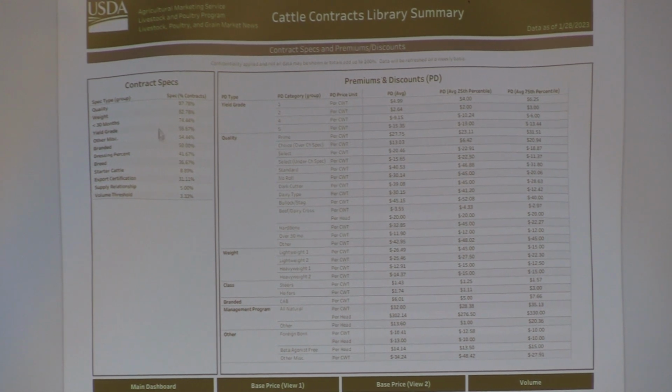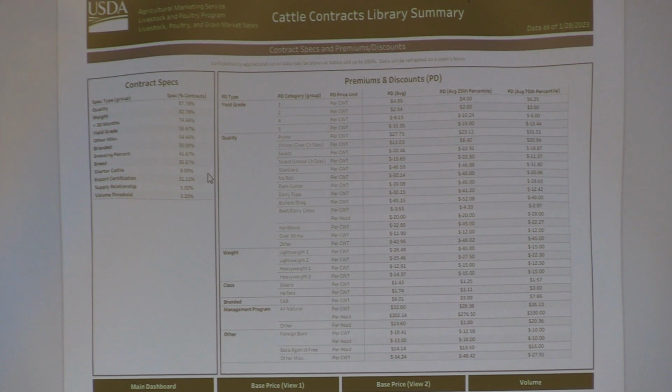As we talk about these contract specs, it's quite common to have a quality adjustment in a contract, in a grid. What is quality? Prime, choice. You are used to either shopping at your grocery store or going to your favorite steakhouse and seeing those USDA quality grades. So that's found very commonly in a contract. Quality, yield grades, weights, things of that nature, age, again, very, very common. We get down to a miscellaneous bucket, it's quite large right now. It's represented as 54% of the contracts.